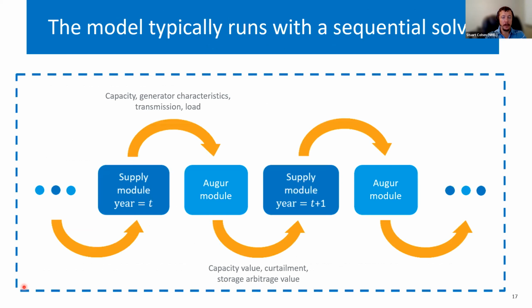The way we typically run the model, and this is the only thing I'm really going to go over here, is the sequential solve mode. ReEDS really consists of two major model optimizations. One is the supply module, which makes all of the investment decisions. It has a simpler form of representing electricity dispatch, at least the way we normally run the model, because of computational limitations. Because of the limitations involved in simplifying time resolution to make investment decisions, we have a separate module called Auger that calculates the capacity value of variable renewables and storage, curtailment of variable renewables, and energy arbitrage value for storage.